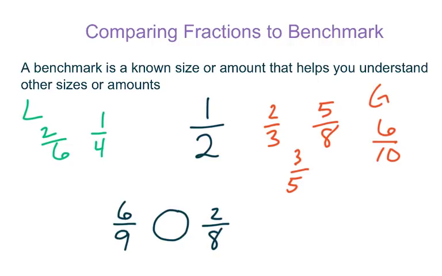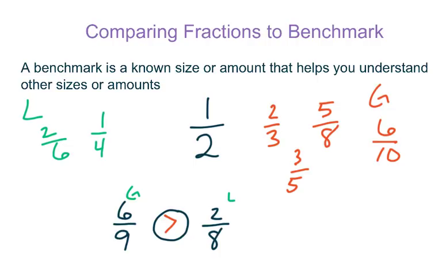1/2 of 9 would be what? 1/2 of 9 would be 4.5. So 6/9 is greater than 1/2. 1/2 of 8 would be 4/8, and 2/8 is less than 1/2. So if 6/9 is greater than 1/2 and 2/8 is less than 1/2, 6/9 is the greater fraction. That's how comparing to our benchmark helps us.